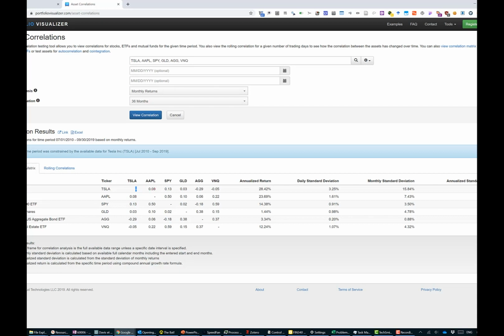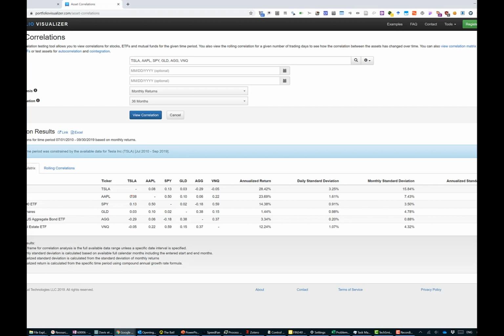So although both are considered to be tech firms, they seem to be quite uncorrelated with each other. The correlation between Tesla, let's go down the column, and SPY is 0.13. It's not high either. The correlation between Tesla and gold is 0.03, pretty much 0. The correlation is negative 0.29 with the bond ETF, and with the real estate ETF, it's also slightly negative. So it seems to me that Tesla is not highly correlated with pretty much anything. It's sort of on its own.